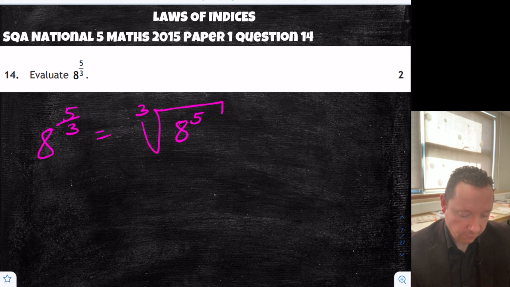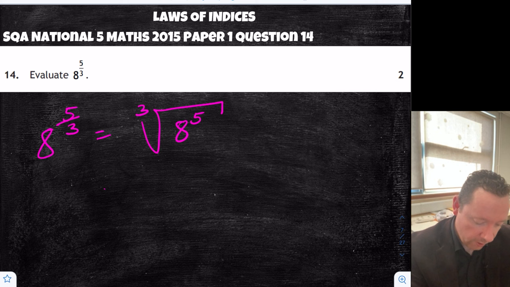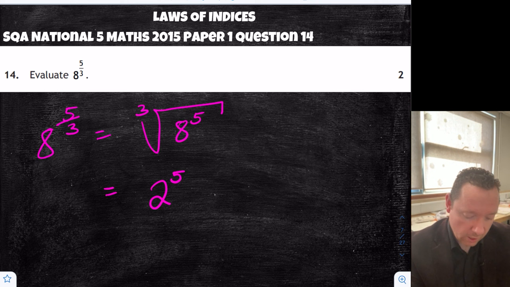So I can either cube root first or after the fact. Might as well do it first because 8 to the power 5 is a hard sum. So the cube root of 8 is 2, because 2 times 2 times 2 is 8. So that gives me 2 to the power of 5 still, because it's just the cube root of 8 I've done. 2 to the power of 5, that's 2 times 2 is 4, times 2 is 8, times 2 is 16, times 2 is 32, and we're done there.